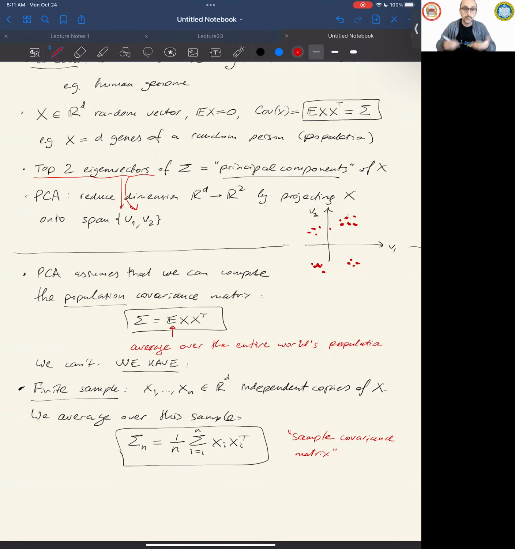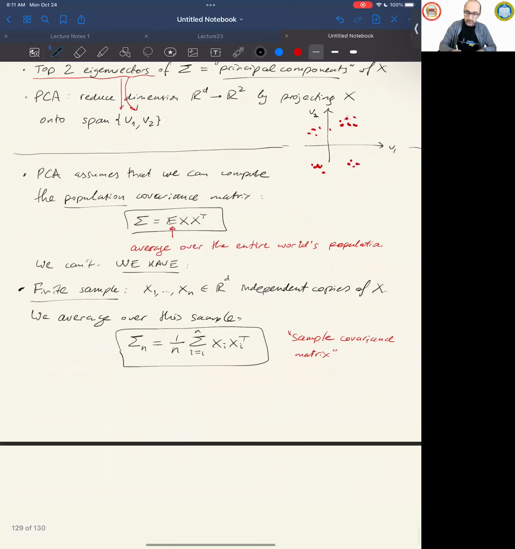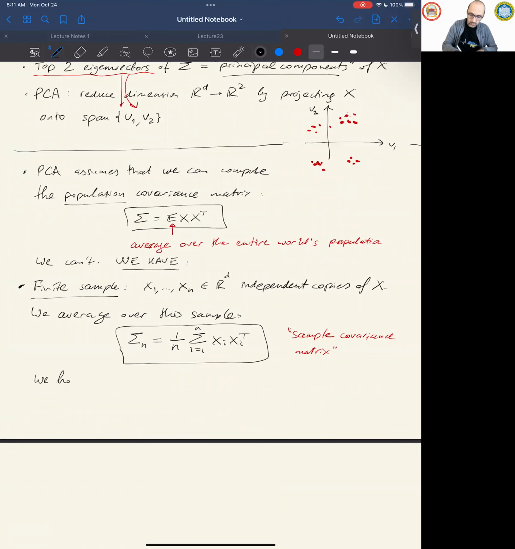As opposed to the population covariance matrix. And then we hope that the PCA will be okay. That if we run the PCA, this procedure with these eigenvectors, on the sample, I hope it's clear what it is, PCA with input on the sample, the output of that will be approximately the same as the PCA on the population, which we can't compute.